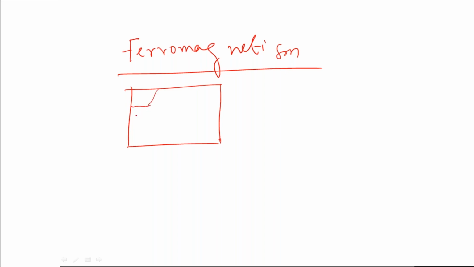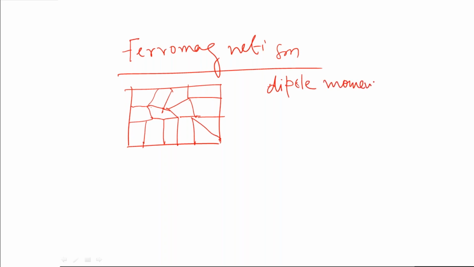So in the case of a paramagnet, we have seen that the atoms have a dipole moment, an atomic dipole moment, but they don't cooperate with each other. But in the case of a ferromagnet, they have a permanent dipole moment, exactly like your paramagnet. But along with that, there is an extra property. We'll discuss it here. So look here, what will happen in the case of a ferromagnet?